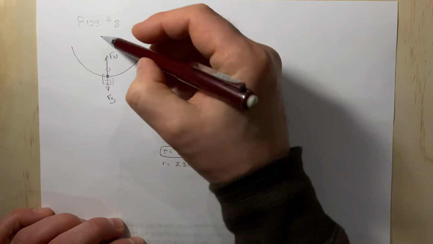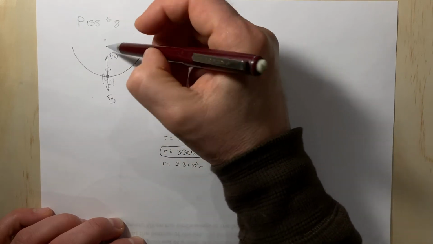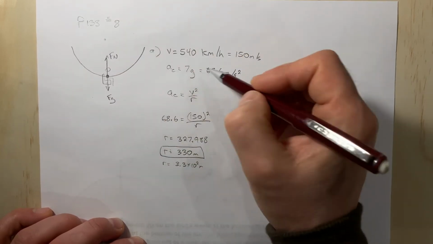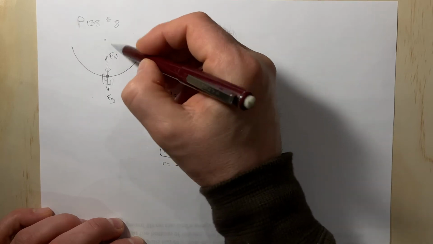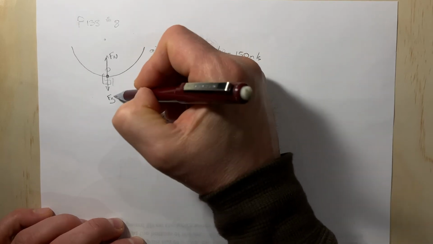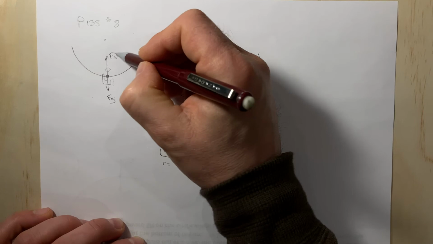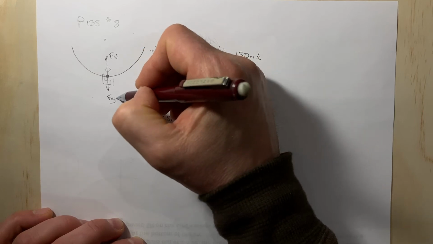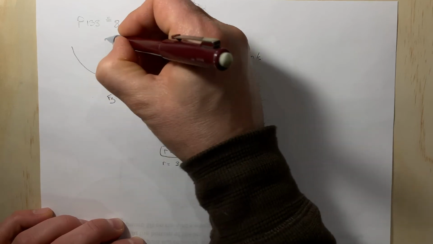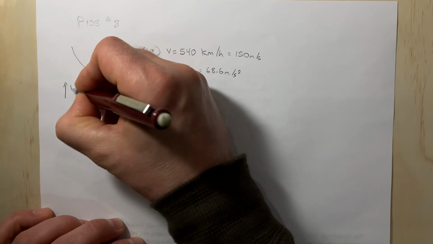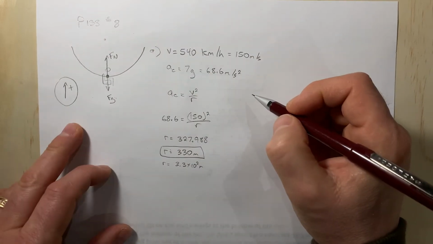And out of those two forces, remember where the center of the circle is, the net force, the centripetal force, has to be towards the center of the circle. That means Fn has to be greater than Fg. So I don't know what that force is, but I know it's greater than Fg. Centripetal acceleration is towards the center of the circle. I want that to be my positive direction.